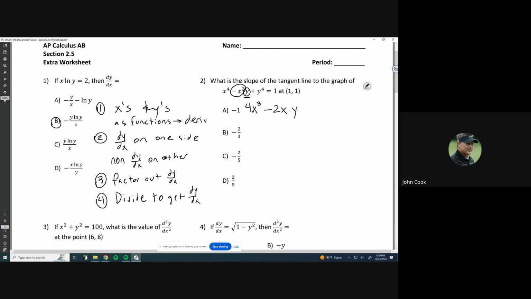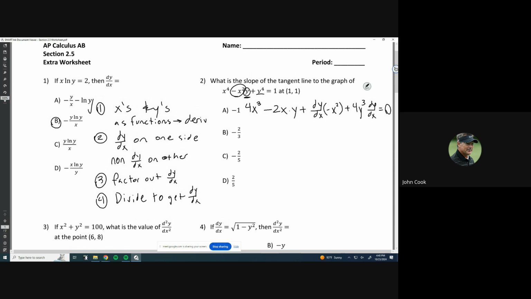And then I take the derivative of the other one, y. The derivative of y is dy dx, so I just write 1 dy dx right there. And then the other part is just the negative x squared. Then I've got one last part, the y to the 4th. The derivative of y to the 4th is 4y to the 3rd, and then dy dx. And when I take the derivative of 1, it doesn't matter if it's with respect to x or y, it's 0. Any derivative of a constant gives you 0. So that's the first step. I've got all my x's and y's derivatives, because I treat them like functions.